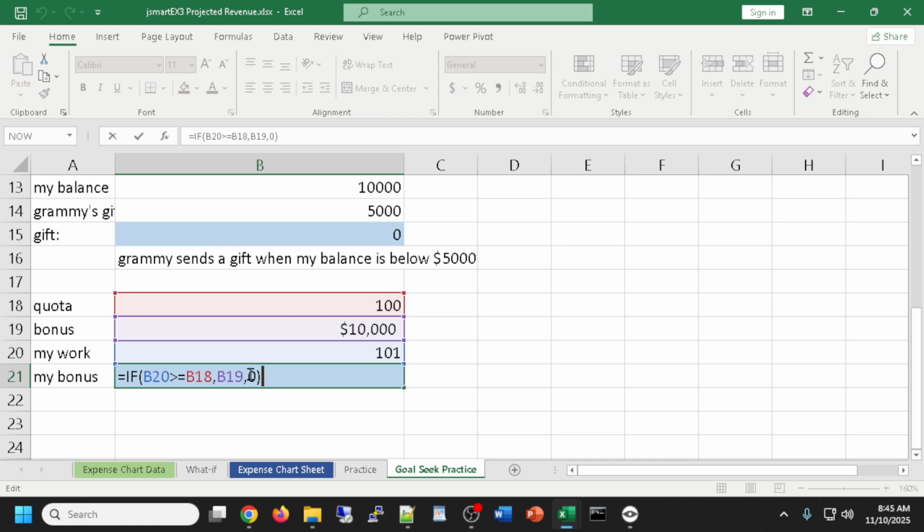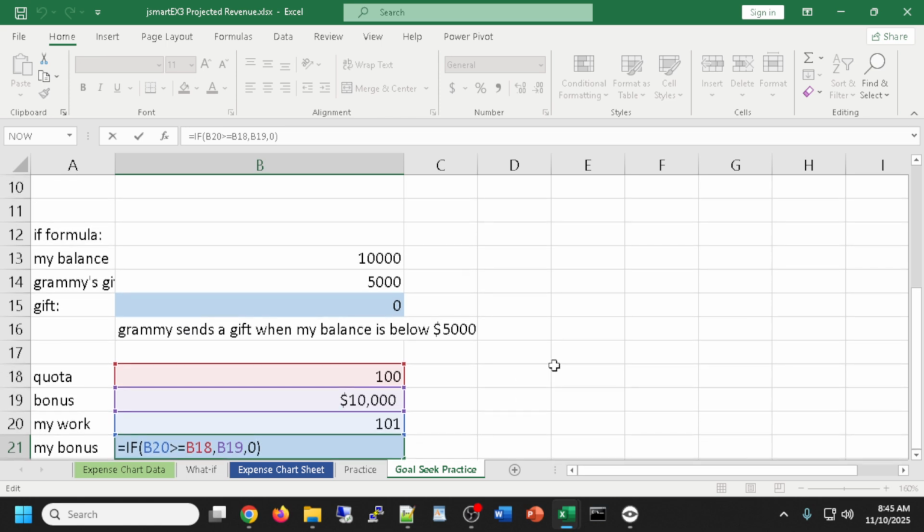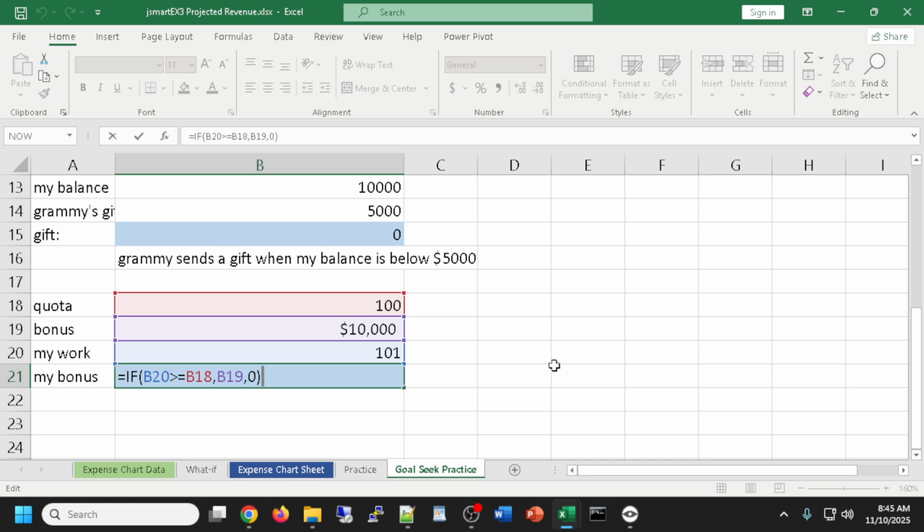And third parameter, I get 0 if I haven't met the quota. Is that making sense to you? I'll give another practice problem, but there will be a problem like that on the final. A goal seek of a little formula, a sentence like this, like if I get my bonus if I met the quota, or something similar, something realistic to give you a little practice with that formula.